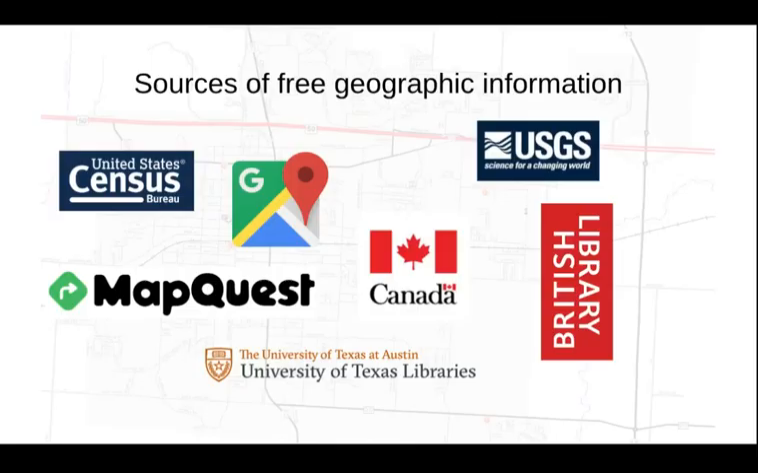Our textbook recommends several sources of free geographic information. These include the U.S. Census Bureau, the U.S. Geological Survey, Google Maps, MapQuest, Atlas of Canada, the British Library Map Collection, and the Perry Castaneda Library Map Collection at the University of Texas Libraries. However, this last one has been archived since 2021, according to the University of Texas at Austin.